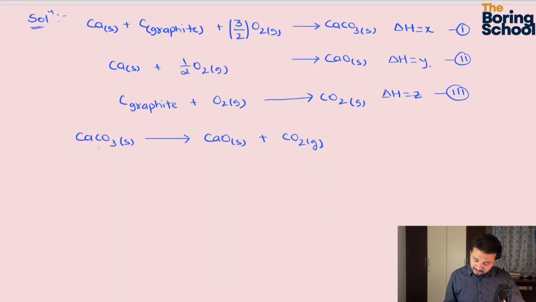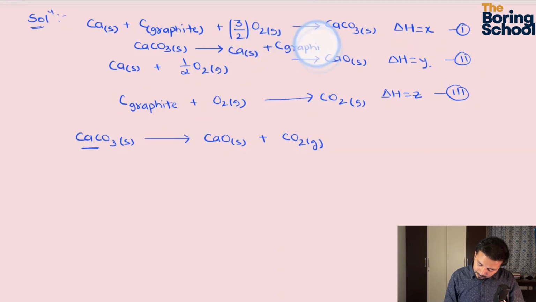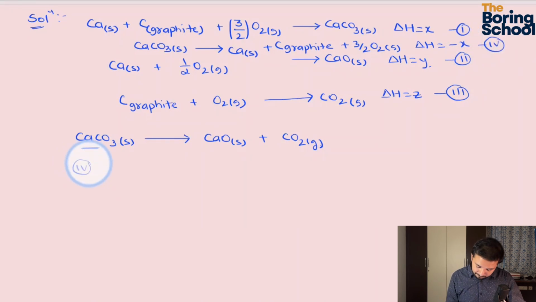Now, in the final equation, we can see that calcium carbonate is present on the reactant side. So what we have to do? We have to reverse the first reaction or flip the first reaction. So if I reverse this, we'll get CaCO3 solid is giving us calcium solid plus carbon graphite plus 3 by 2 O2 gas, and delta H for this reaction will be minus of X. Let's take this equation as 4. So we'll take 4 plus.